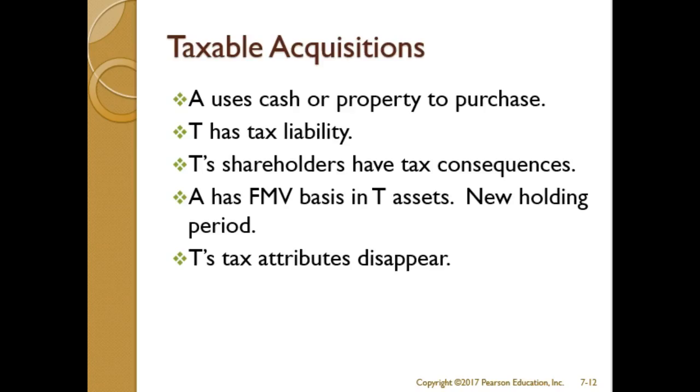In a taxable acquisition, the acquiring corporation uses cash or property to purchase. Target has tax liability. Target's shareholders have tax consequences, and acquiring has fair market value basis in the assets and a new holding period, and their tax attributes disappear. So if they have carry forwards, credits, those things go away.